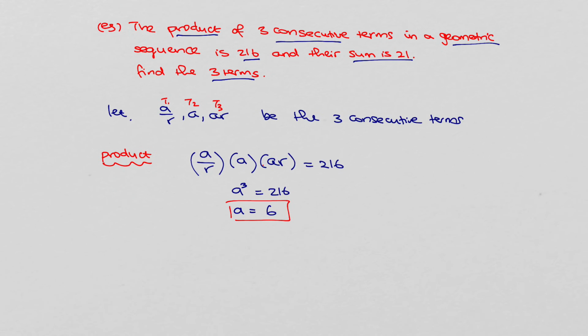So then we're told their sum is 21. So the sum of the three terms is a over r plus a plus a times r, and that equals 21.